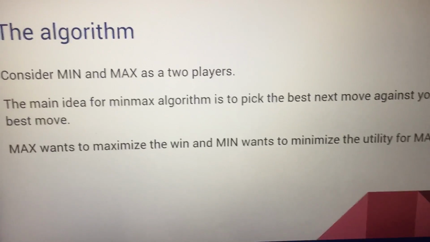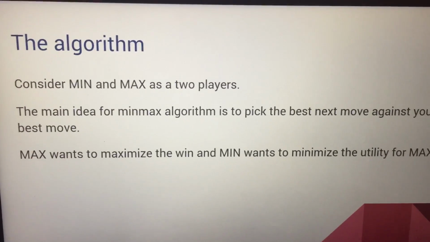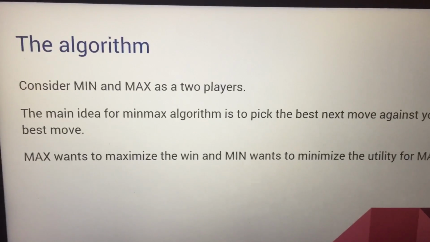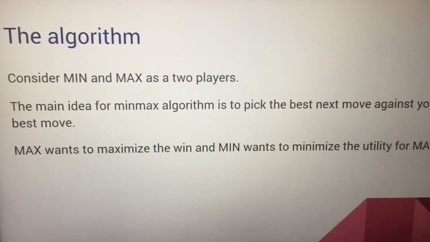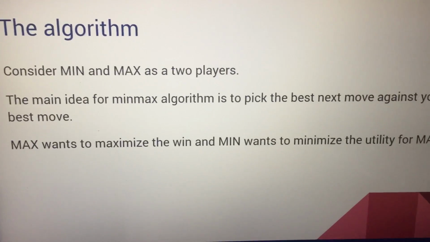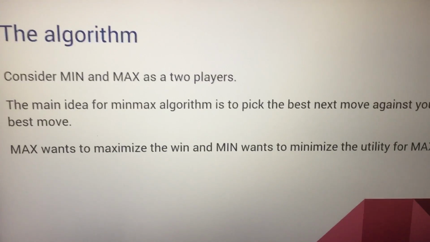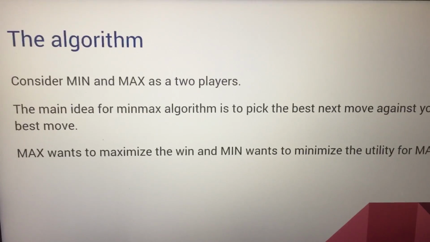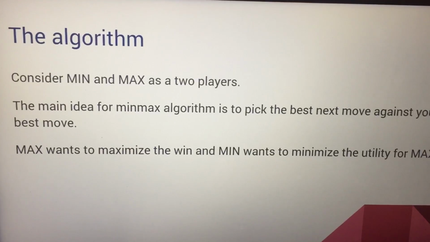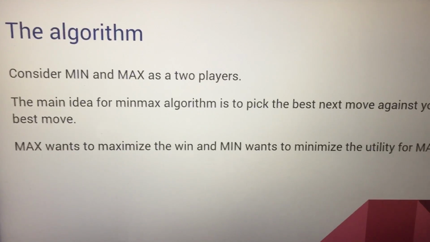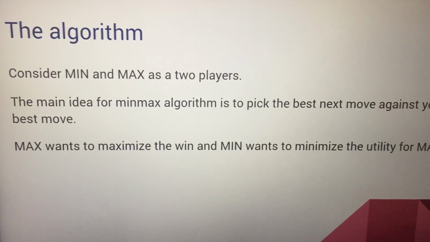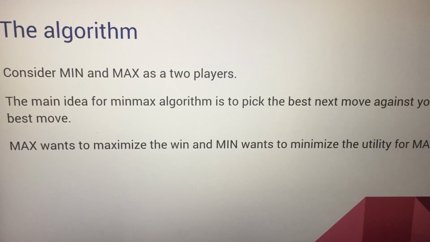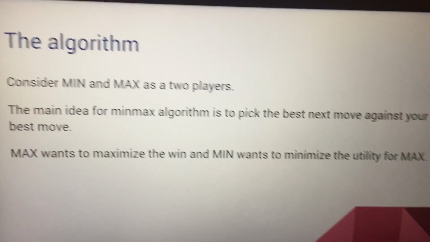The algorithm is a recursive algorithm, and for me to understand it, I consider min and max as two players. The main idea of the min-max algorithm is to pick the best next move against your opponent's best move. Max wants to maximize the win, and Min wants to minimize the utility for Max.